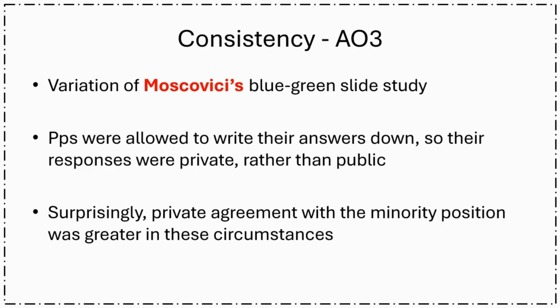There was also a variation of Moscovici's study where participants were asked to write their answers down rather than saying them publicly. Interestingly, in this scenario, participants were even more likely to agree with the minority and change their answer. This demonstrates just how effective consistency can be in minority influence.